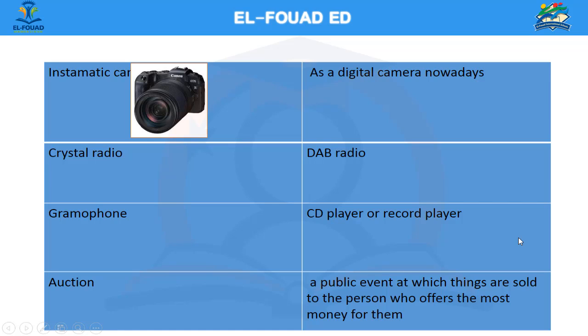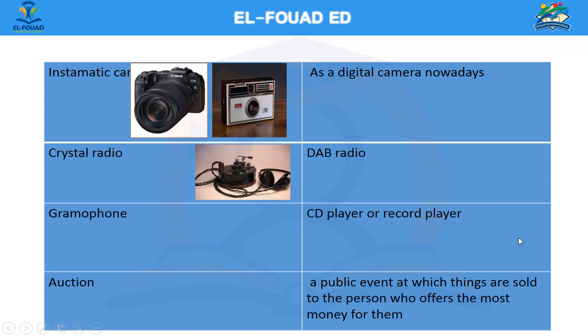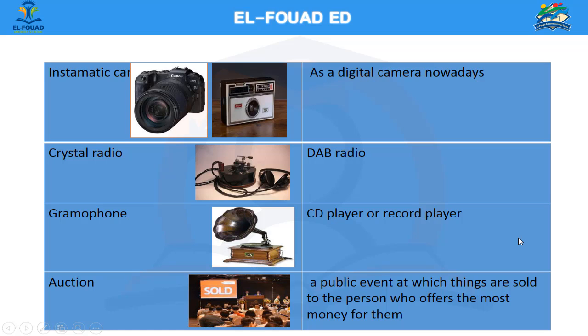After that, an analogue camera in the past and a digital camera nowadays. So we use a digital camera to take a lot of photos. Crystal radio. The crystal radio in the past and the DAB radio nowadays, which is digital audio broadcasting radio. After that, the gramophone in the past and the CD player nowadays, or a record player.